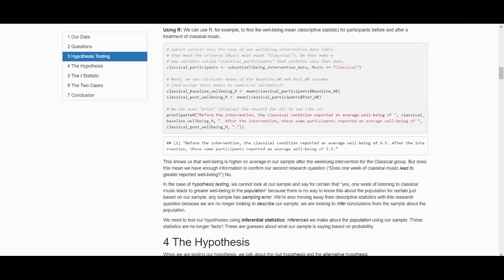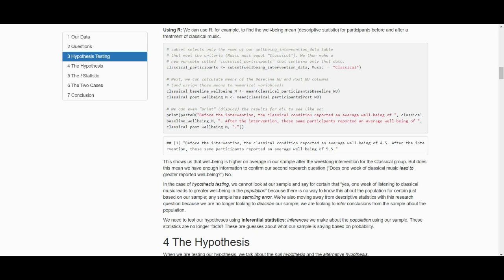So in R, we can use R, for example, to find the well-being mean for the participants before and after treatment of classical music. And we can do this by taking a subset of that well-being table above. If we just look at the participants in the classical music condition, we can create a new variable by assigning this subset to classical participants.